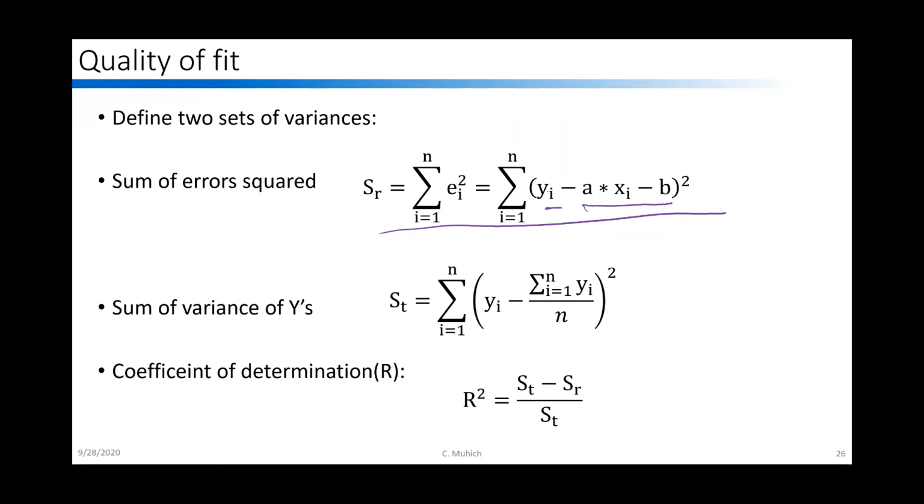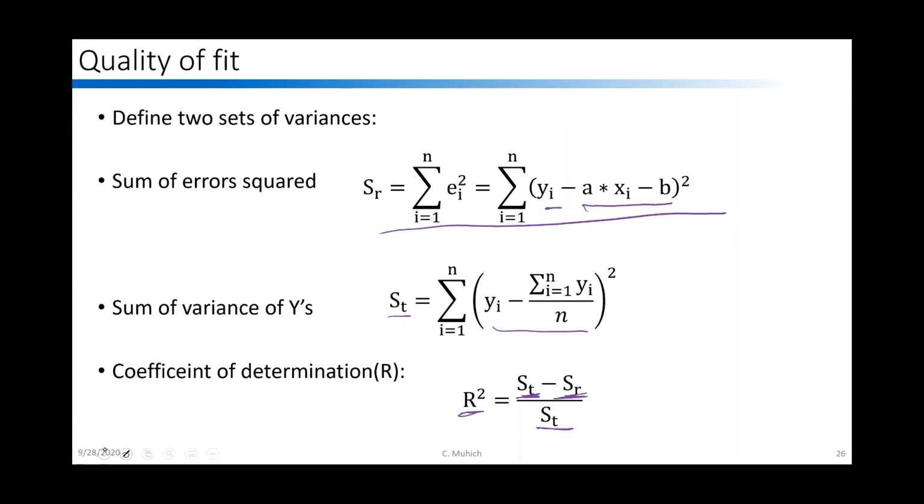And then we also want to define the second variance, S_t, which is going to be the variance of my y's. So this is just the variance of my y values again, just like we saw at the beginning of the lecture. So our coefficient of determination is going to be called r squared, and it's going to be the variance in y, so how much variability there is in y, minus my error, all over the variation in y.